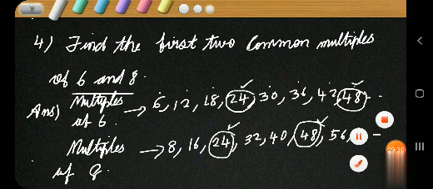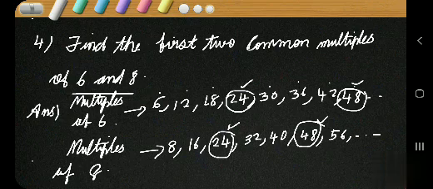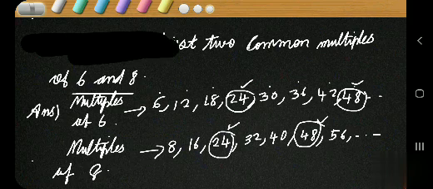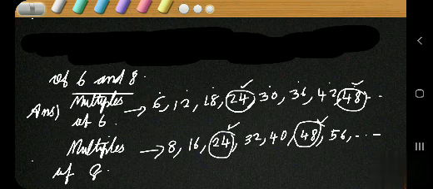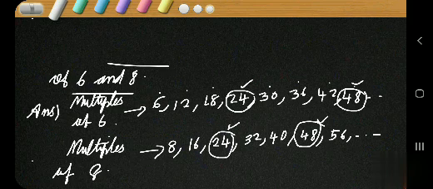So can we stop here? Yes, we have been asked to find out only the first two common multiples and we got them. Which are the first two common multiples of 6 and 8? Yes, 24 and 48. So what can we conclude? Therefore, 24 and 48 are the first two common multiples of 6 and 8, isn't it?